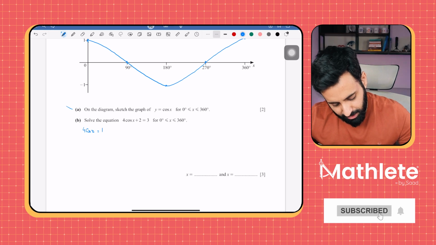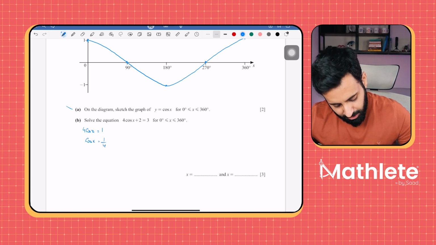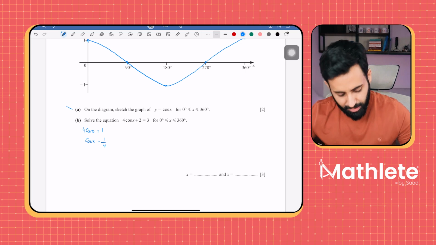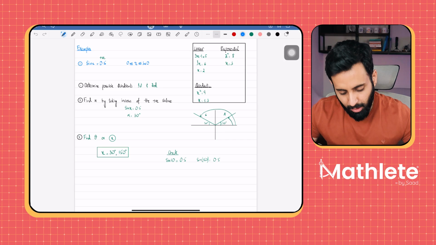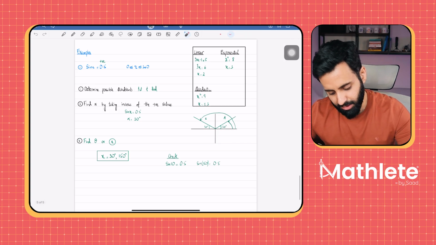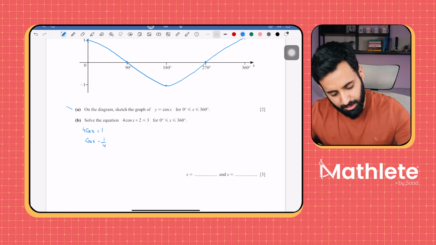So 4 cos x equals 3 minus 2, which is equal to 1. And cos x equals 1 upon 4. Now, this is the standard form that every trigonometric equation should be in before you solve. Now, what's the step-by-step process? Let's revisit it. Step 1 is that you determine the possible quadrants.